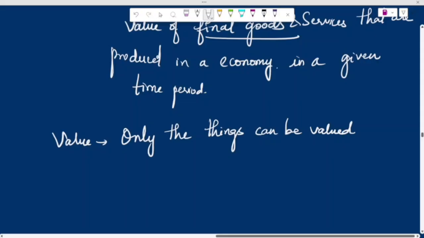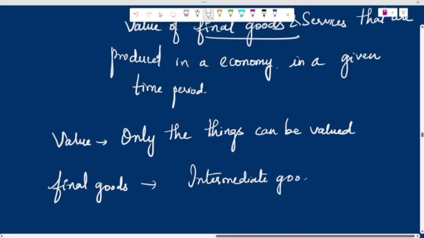Fine. And final goods. Here, intermediate goods are ignored: spare parts and the goods which are used as assistance in the production are ignored because it will lead to double counting.